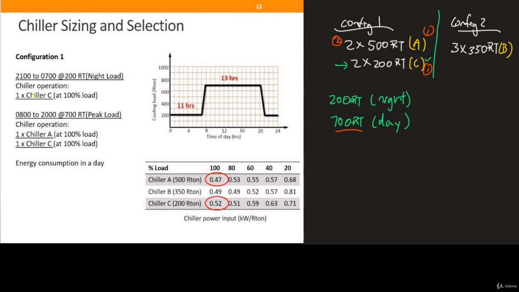So you can set your time schedule. Every day at around 9 p.m. you will start your chiller C. Then at 7 a.m. you will need to start an additional chiller A to cater for the peak load.